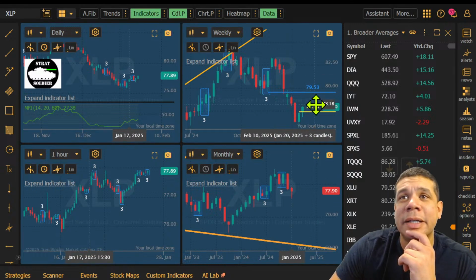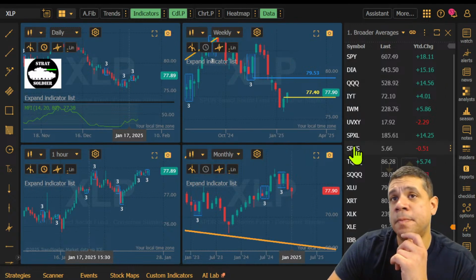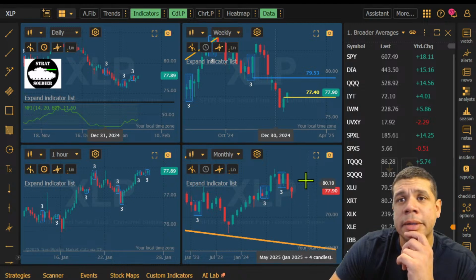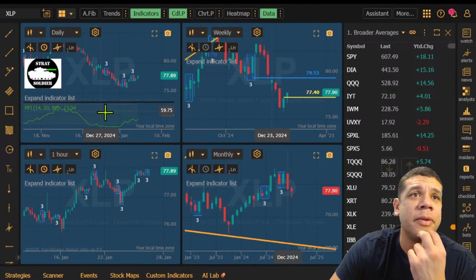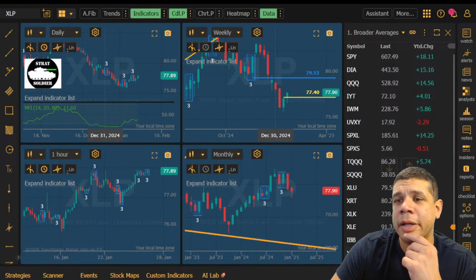So, 2-2 reversal back up on XLP. No actionable signal here. XLP, you know what I mean? Not much. You can see the money flow not doing so hot. All right, not doing a lot. They really don't want this.